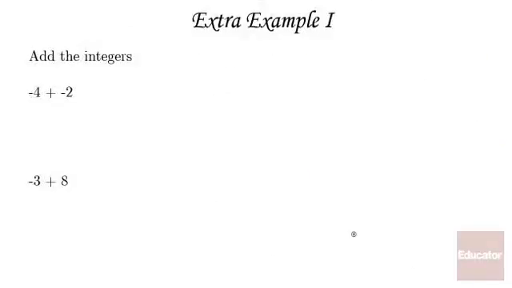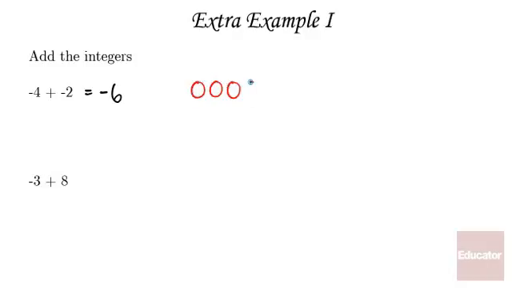Okay, let's do a few more examples. So add the integers. If I have negative 4 plus negative 2, I'm adding 2 negative numbers together. So you can just add up the 2 numbers and keep the same sign. So negative 4 plus negative 2 is going to be negative 6.